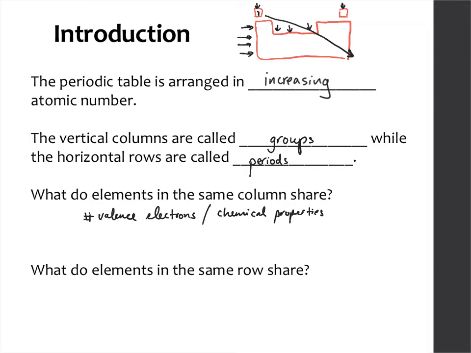Now, what do elements in the same row share? Those in the same horizontal row, the same period, have the same number of electron shells, so the same number of energy levels. That's supposed to be two words: electron shells.